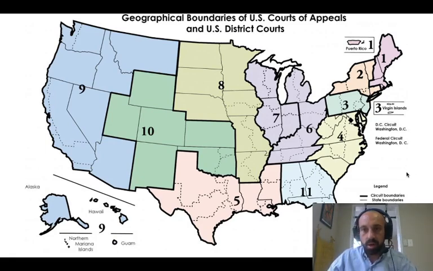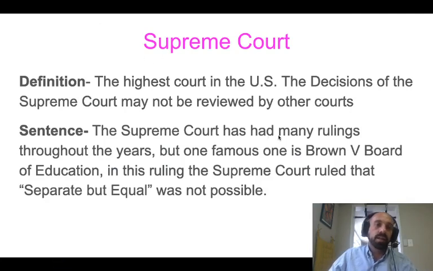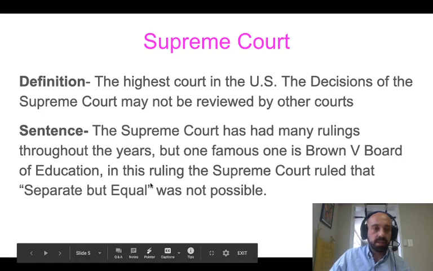So let's keep going. And finally, the highest court in the United States is the Supreme Court. The decisions of the Supreme Court may not be reviewed by other courts, so they're the highest court in the land. And then one of the most famous rulings that they had was Brown versus Board of Education. In this ruling, the Supreme Court ruled that separate but equal was not possible. And that's that.